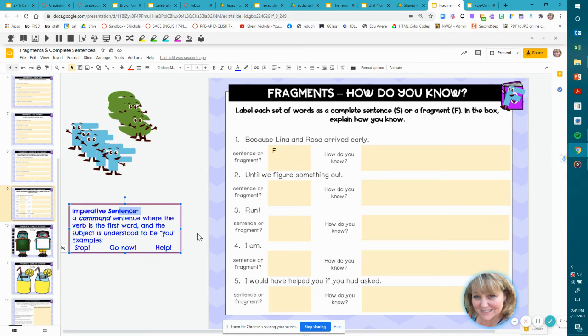And one thing to be aware of, with sentences like "Run," you can ask yourself, is that a complete thought or not? Run is a command sentence where the verb is the first word and the subject is understood to be you. Examples like stop, go now, help. It's a command and you're talking to the person listening, so it's an understood you. So is this a sentence fragment? Actually, no, it's a full sentence. How do you know? Because it has a verb and it has an understood subject.